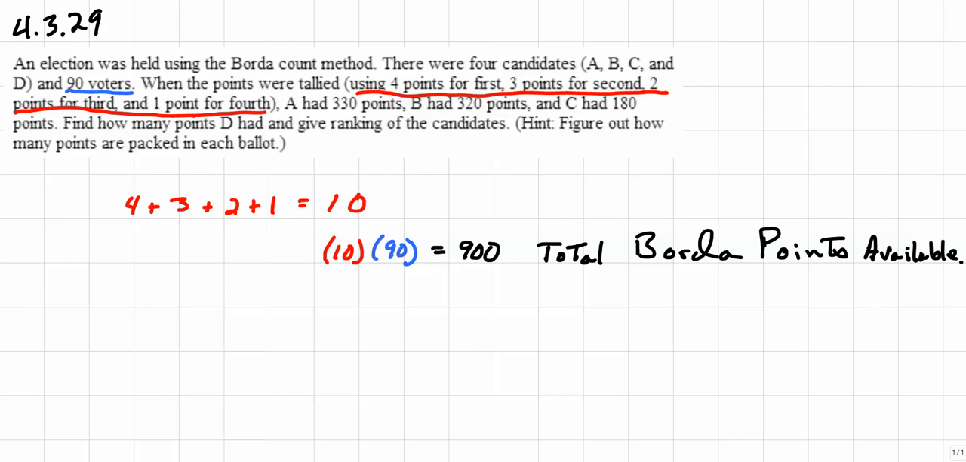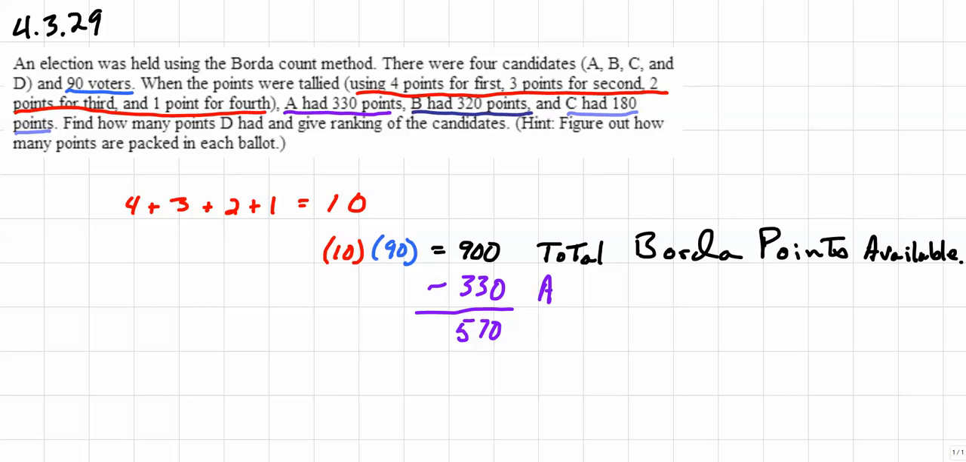So we go back and we notice that A had 330 points, B had 320 points, and C had 180 points. So if we go ahead and subtract those 3 values from the 900 total Borda points, we'll determine how many points D has at this point. So we will subtract 330 points, and that's going to be the total for A. That yields 570 points left.